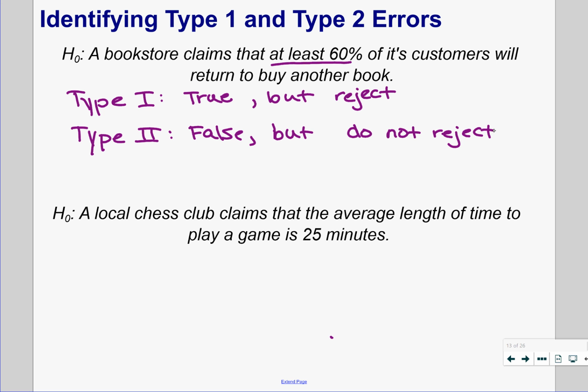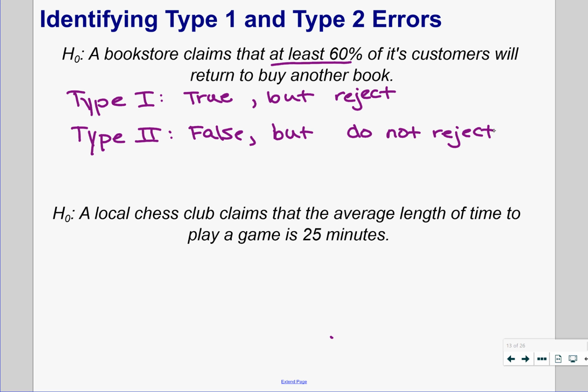Okay, same thing you could do for the one at the bottom here. A local chess club claims that the average length of time to play a game is 25 minutes. So a type 1 error would be that that statement is true. On average, it does take 25 minutes to play a game of chess. But your sampling and your data collection and your hypothesis test would reject that claim. We would say it's either a lot smaller than that or a lot bigger than that, so we would reject the chess club's claim. Type 2 would be if it does not actually take an average of 25 minutes to play a game, but our data tells us it does. So we do not reject something that is actually false. So however you want to word that. Okay? So think about it as true, false statements, if that helps.